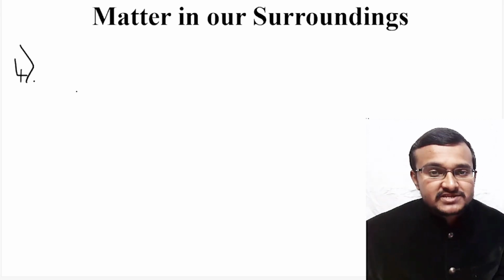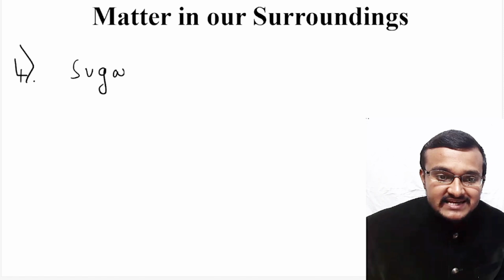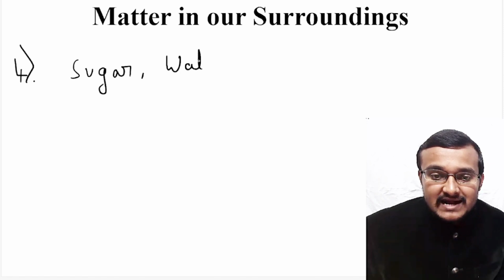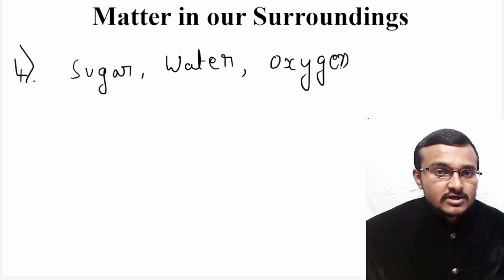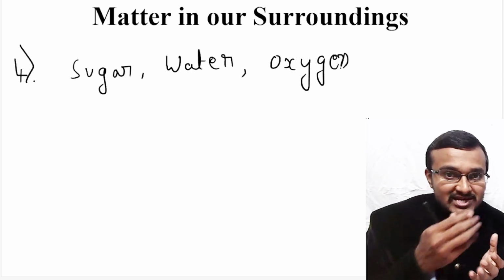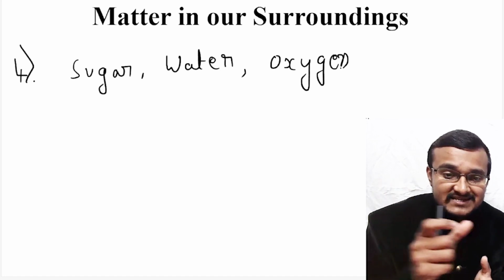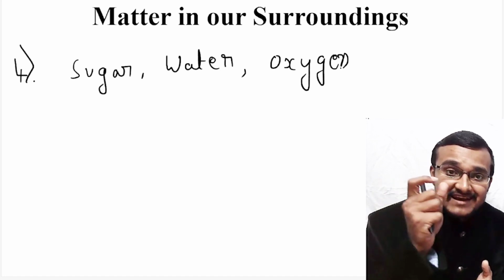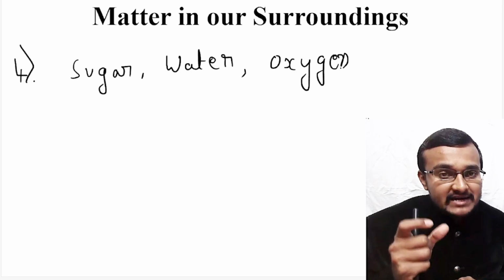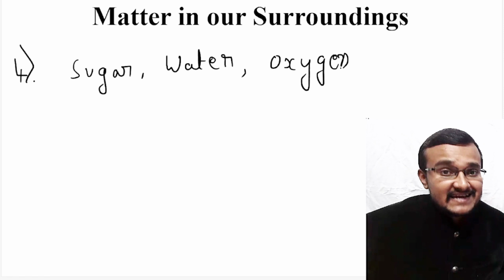So coming to the fourth question in this exercise, here they have given three objects. One is sugar, second one is water, and the third is oxygen. Based on the interparticular force of these objects, you should arrange them in an increasing order. Which object among these three will have less force between the particles and which will have the highest? You should arrange that in an increasing order.